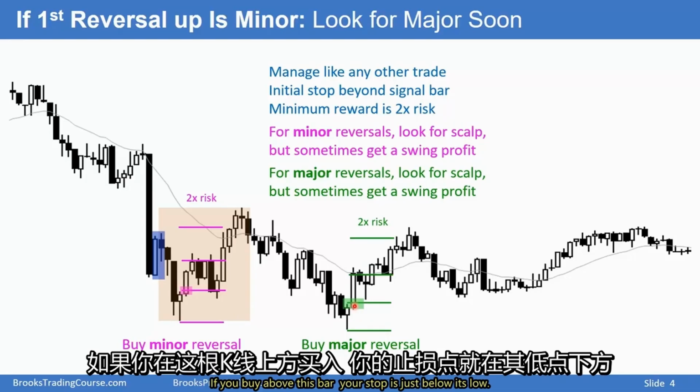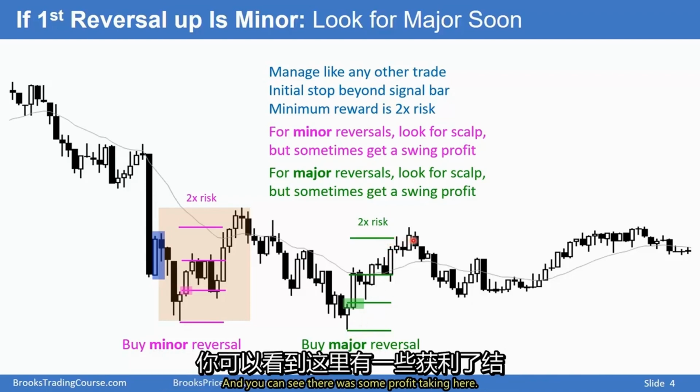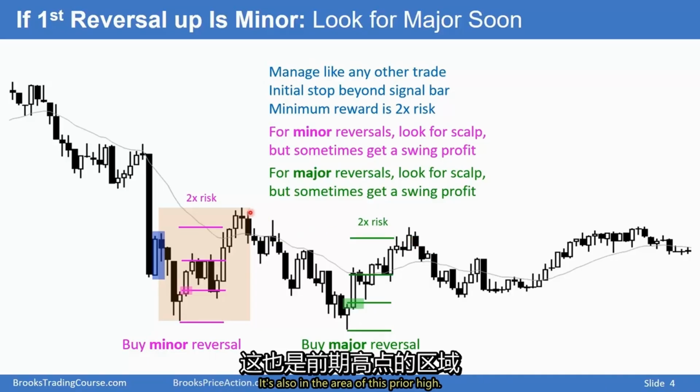If you buy above this bar, your stop is just below its low. A reasonable place to take at least partial profits is 2 times your initial risk. And you can see there was some profit taking here. It's also in the area of this prior high.